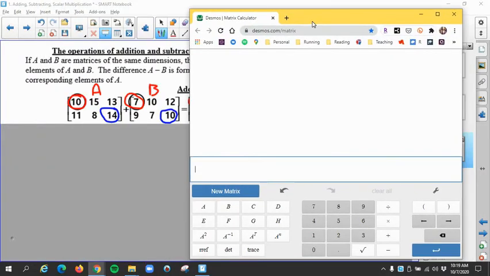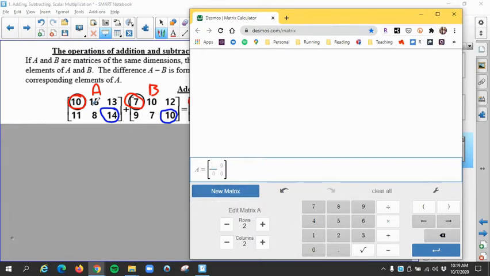So I'm going to type those two matrices in. I'm going to first start by clicking New Matrix. Notice this is a 2-row, 3-column matrix, so I'm going to add a column. And I'm going to type those numbers in: 10, 15, and 3, 13 in the top row, 11, 8, and 14 in the bottom row.